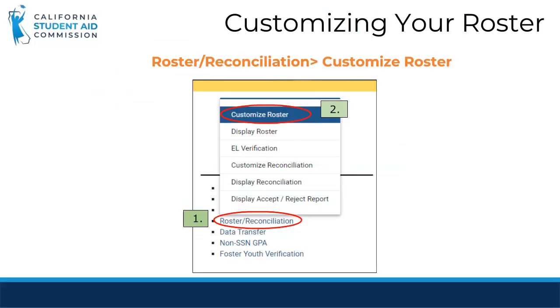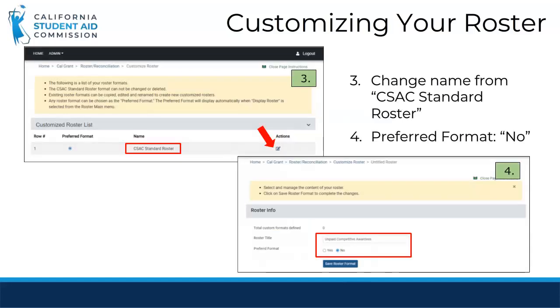To begin customizing your roster, click Roster/Reconciliation under the Cal Grant section on the home page. Then click Customize Roster from the pop-up menu. Once on the Customize Roster page, you will see all rosters that are on your WebGrants profile. In this example, the user only has a standard roster. Click on the Edit icon to start the customization process.